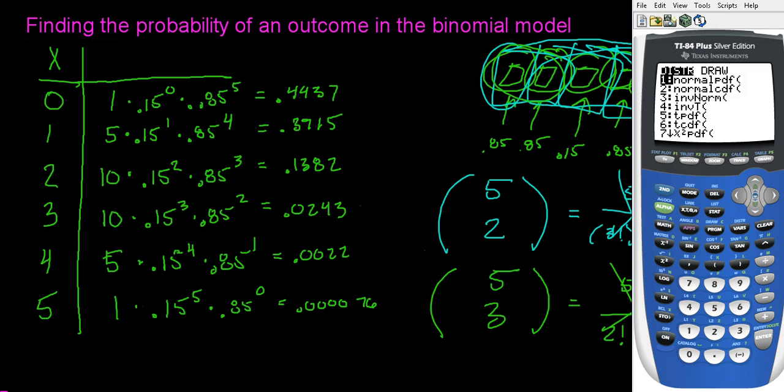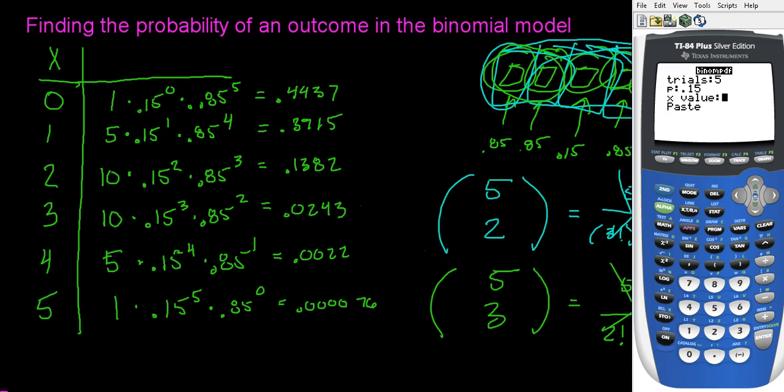If you go under second vars and you scroll all the way down to binomial PDF, instead of typing all this in, your calculator could do it a lot faster. Your calculator could actually do all the work. So what you do is you type in the number of trials. I got 5 batteries, so number of trials is the number of batteries. The probability of success is the probability of what you're looking for. Since I'm looking for bad batteries, I'm going to type in 0.15.